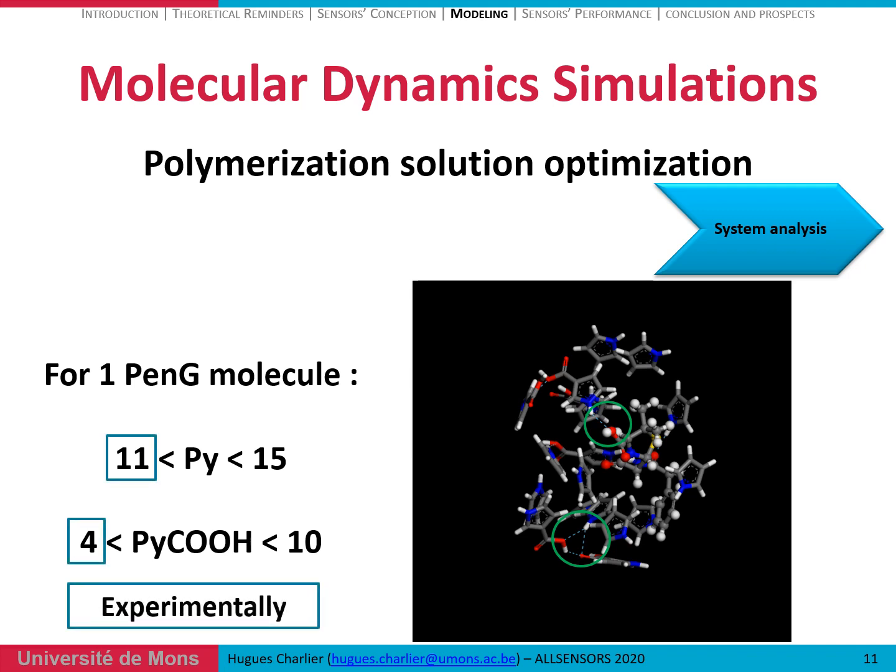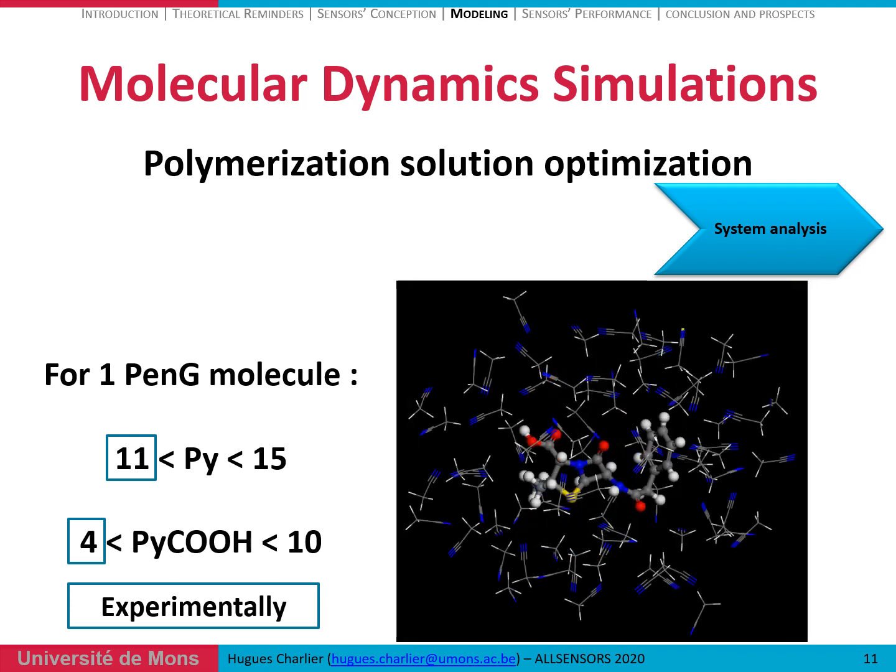For the record, the experimentation and the literature reference 11 pyrrole molecules for one PNG molecule and 4 pyrrole carboxylic acid molecules for one PNG molecule. And we even tried other solvents, as here acetonitrile, but those solvents didn't give sufficiently good results.